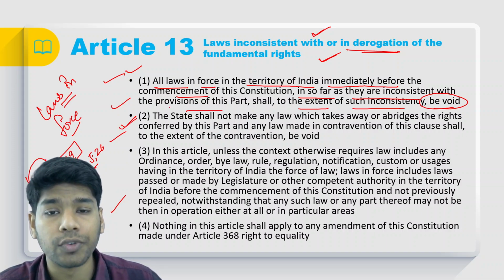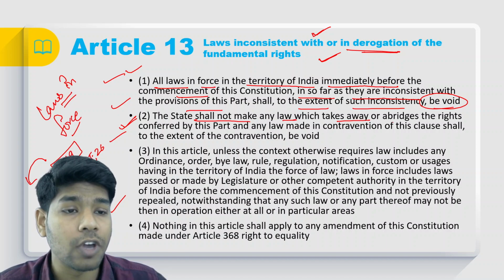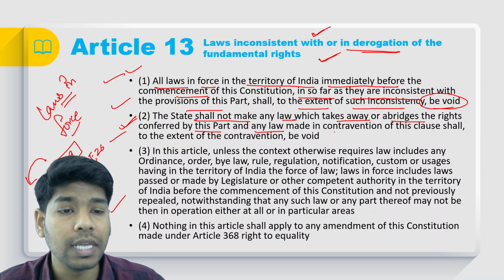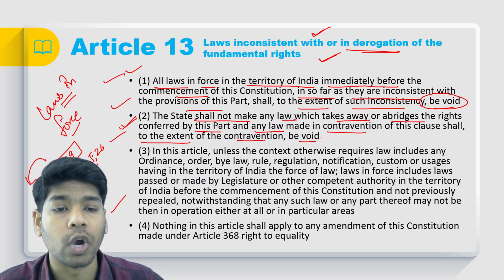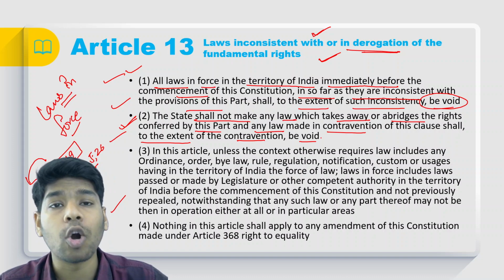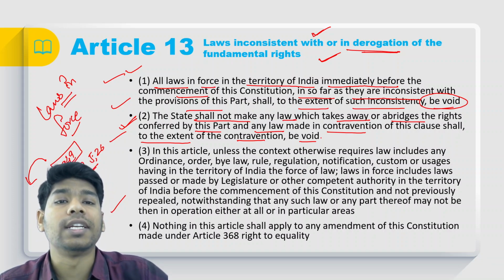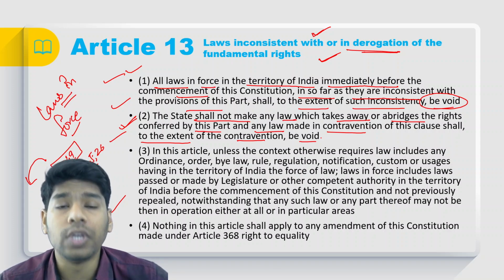And Article 13(2), the state shall not make any law that takes away or abridges the rights conferred by this part, and any law made in contravention of this clause shall, to the extent of the contravention, be void. That means the state cannot make any law that will curtail the fundamental rights. That means I have the right to equality now.